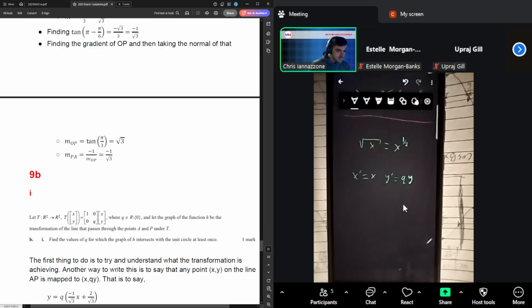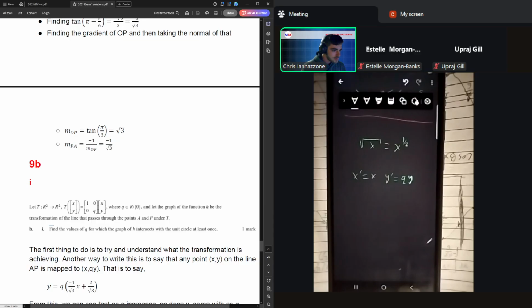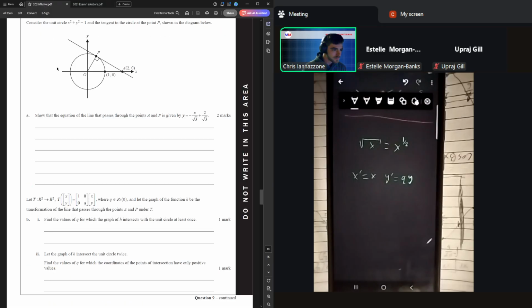From there, we now need to figure out the values of q for which this transformed graph is going to touch the unit circle at least once. So q is doing something to this straight line, and we need to make sure it touches the unit circle at least once. It can't go up here, it can't go all the way down here. It's got to be either tangent to the unit circle, or it's got to cut all the way through it.